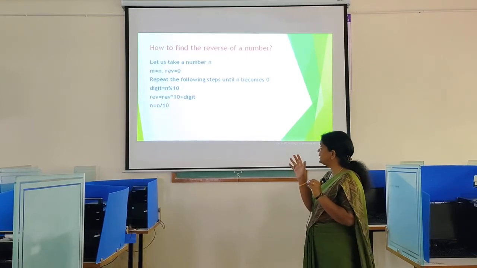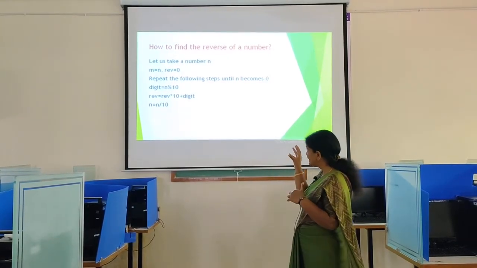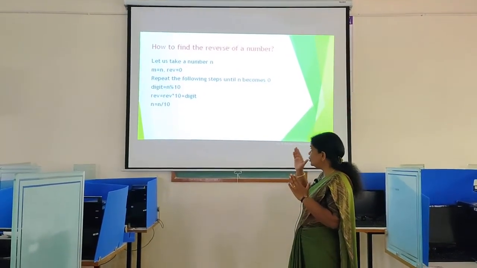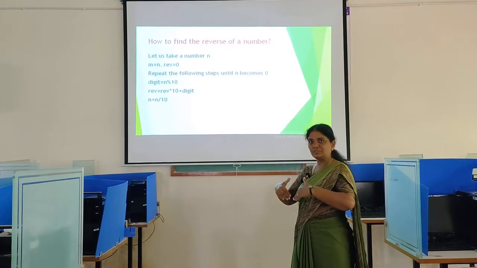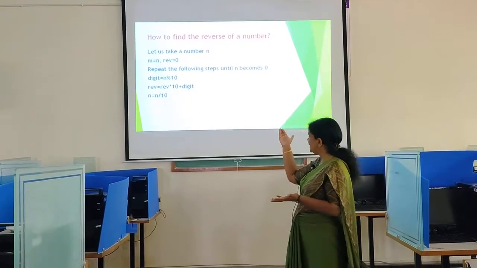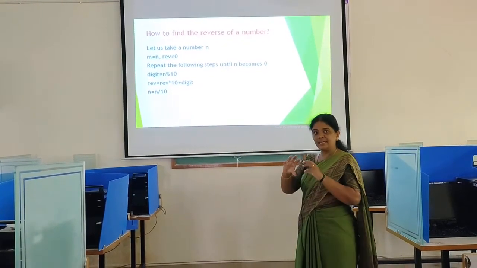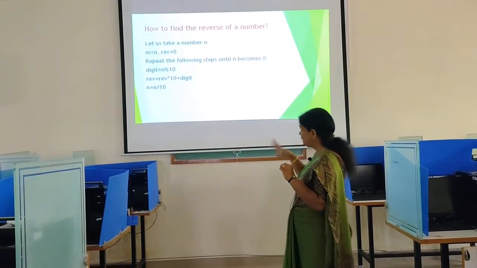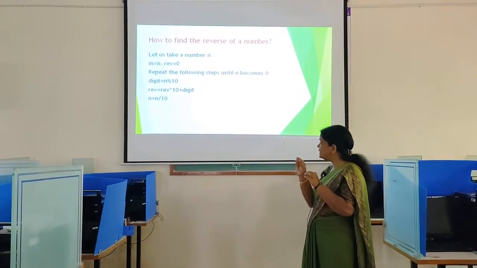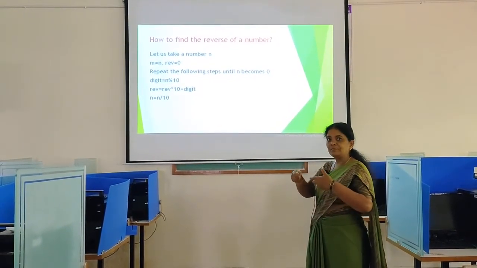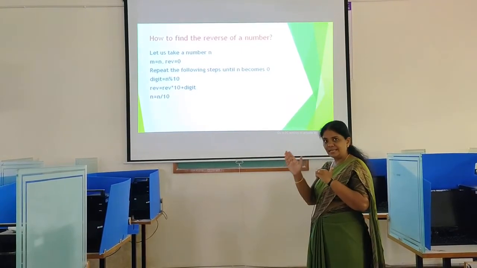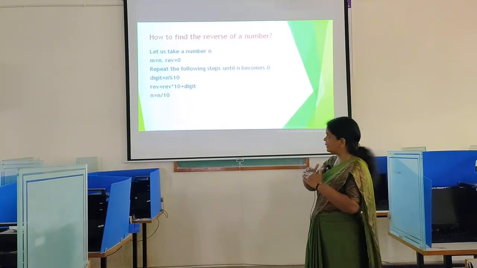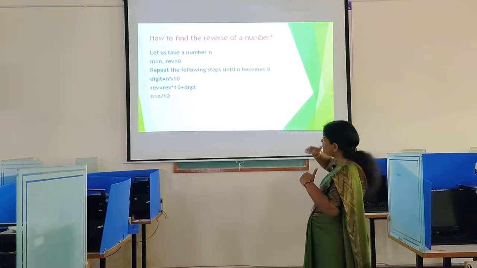Extracting the last digit is done by making a modulo division by 10. For example, if your number is 123 and I want the last digit, you make a modulo division by 10, naturally the remainder is 3, so I get 3 as the digit. Next, we will preserve that in reverse. Initially reverse is 0, so 0 into 10 is 0, 0 plus digit, so your reverse will be 3. Next, we divide the number by 10 so that the last digit is removed. 123 divided by 10, you will get 12. So your number is now reduced to 12. And now repeat the same steps.